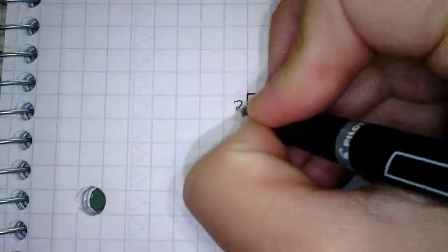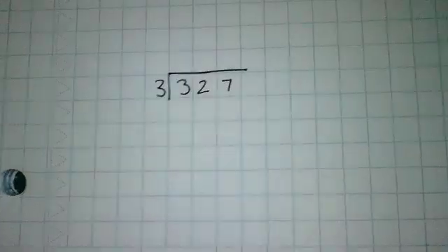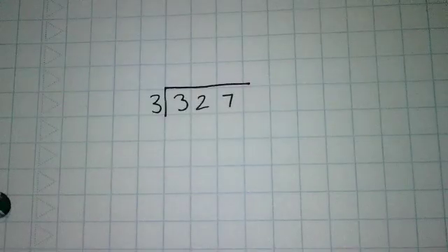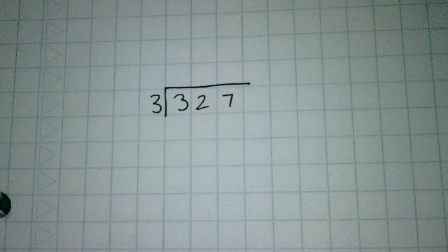So, let's do 327 divided by 3. Start with this one, okay? Let's just do the problem right now. So, what's my first step? Who can tell me? Someone who hasn't been answering a lot. I need to hear from the other people in the room. So, what's my first step going to be? Hazel?